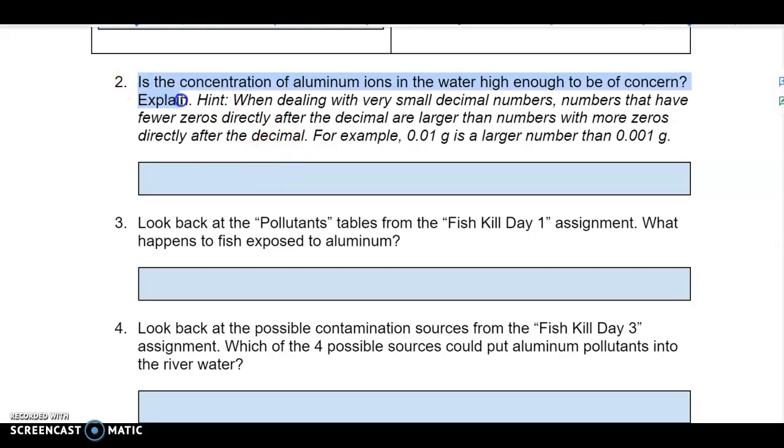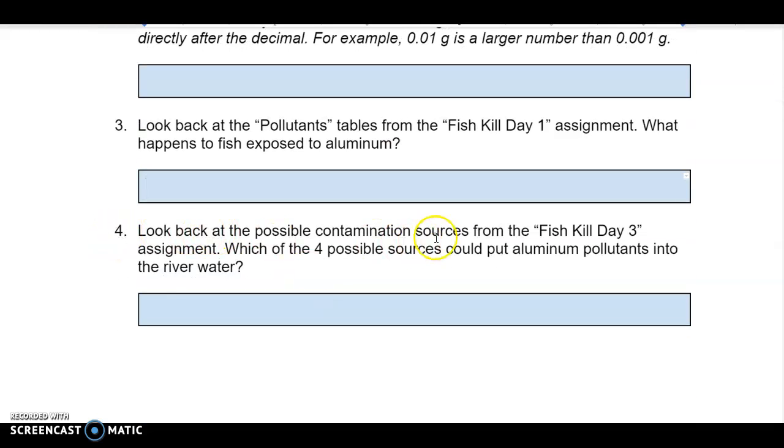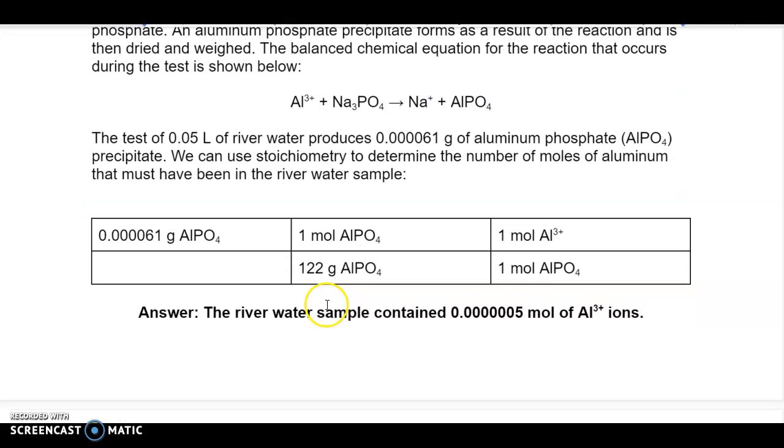So explain what's happening for 2. Look back at the pollutants table on the Fish Kill Day 1 assignment. What happens to the fish exposed to aluminum? That's the vocabulary at the very bottom. So go back to that and help answer 3 here. Look back at the possible contaminant sources on the Fish Kill Day 3 assignment, the reading portion. Which of the 4 possible sources could put aluminum pollutants into the river? Think, was it the coal plant, aluminum smelting, sewage treatment plant, farms? What was it that could put that aluminum into the river? So explain these in complete sentences.